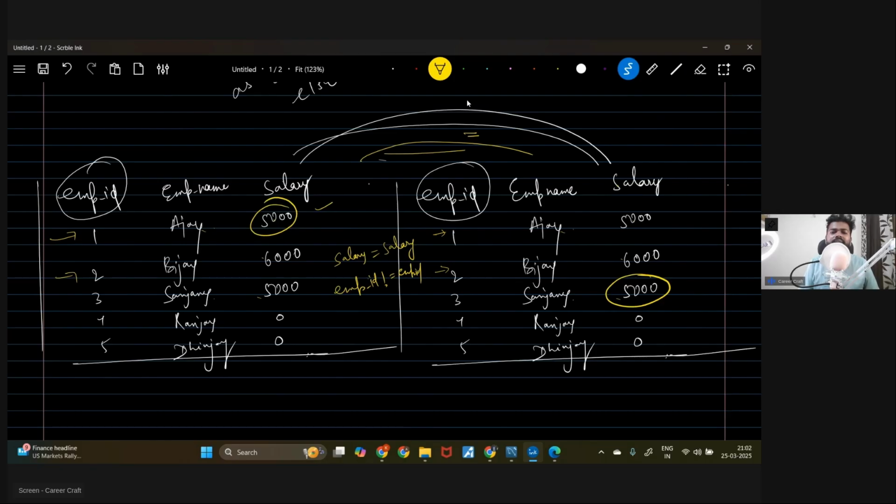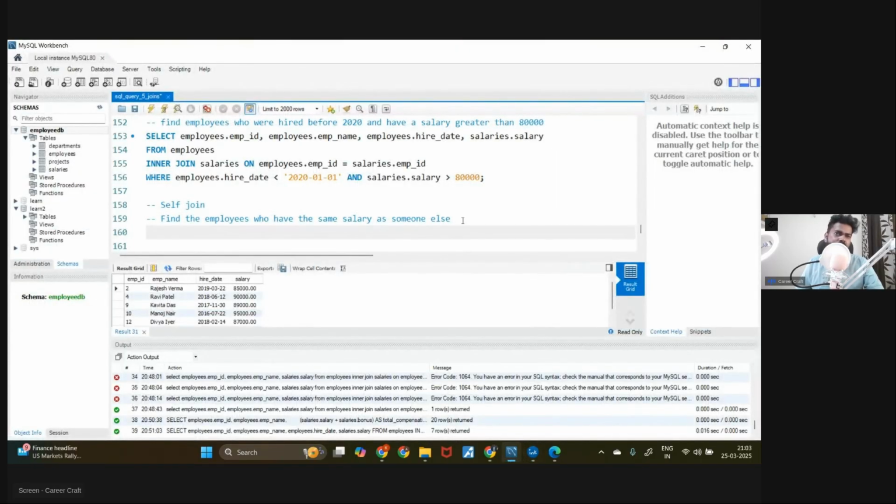You can argue that this and this can be joined. No, because employee id is same. That's why it will not be joined. Then what will be joined? This and this. First of all, let me show you, then again I will discuss this. It is very easy. I have 5 problem statements.